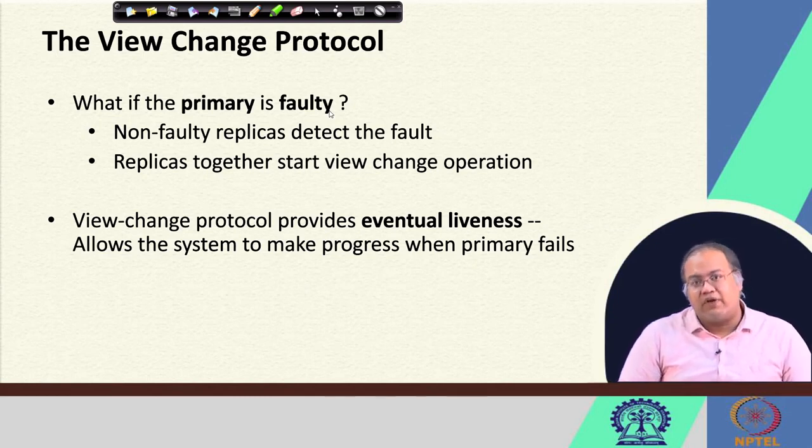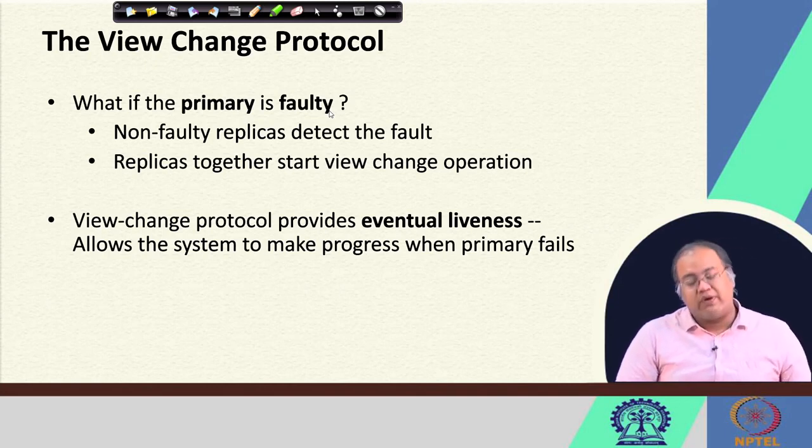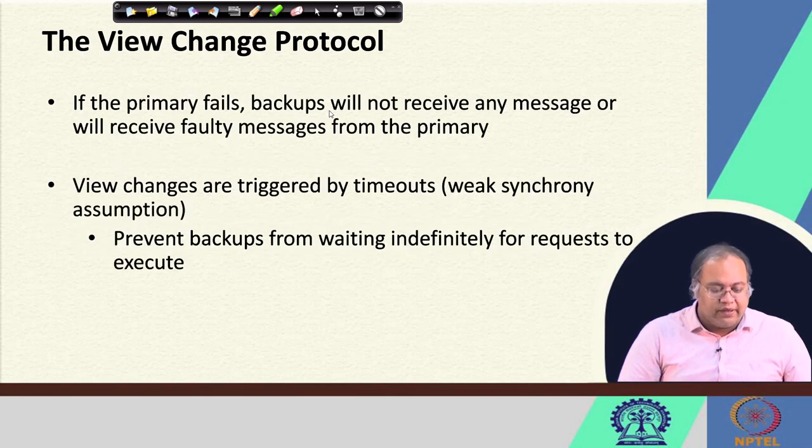Whenever the non-faulty replicas do not hear any message from the primary, whether a legitimate message or a heartbeat or hello message, within a time duration t, they assume that the primary is faulty. When the replicas detect that the primary is faulty, they together start the view change operation. This view change protocol provides eventual liveness.